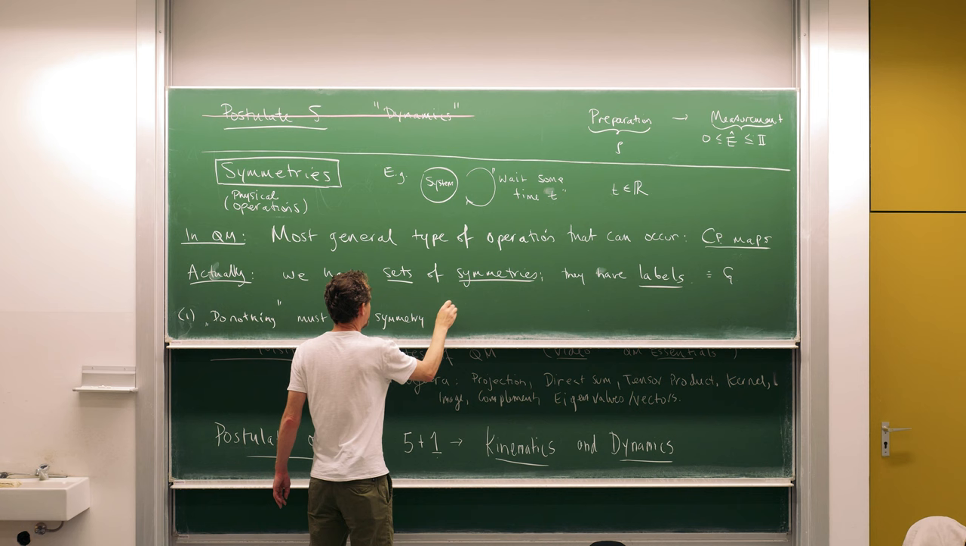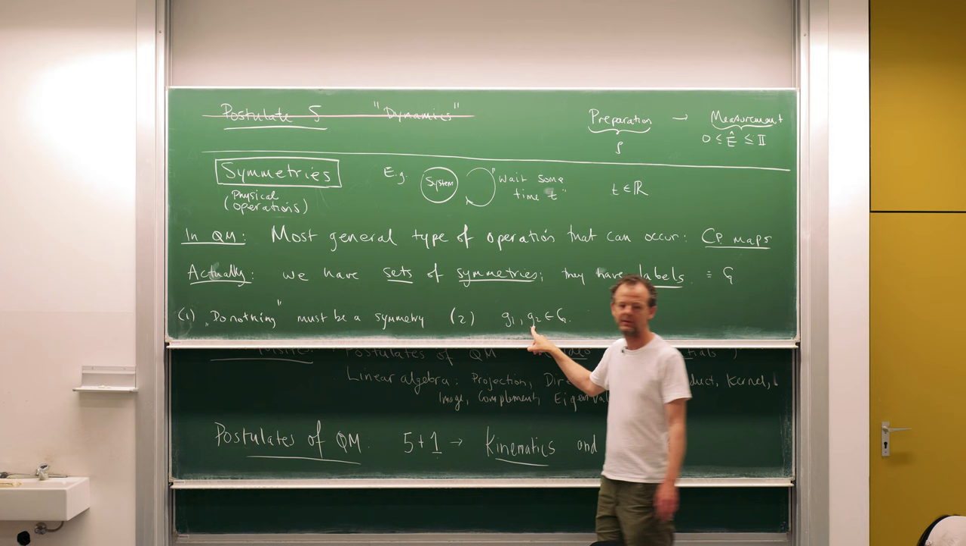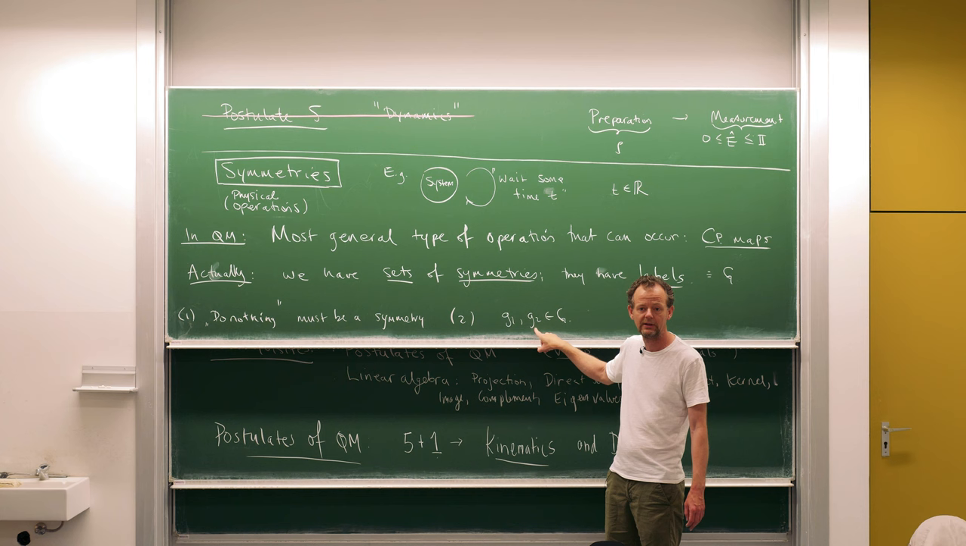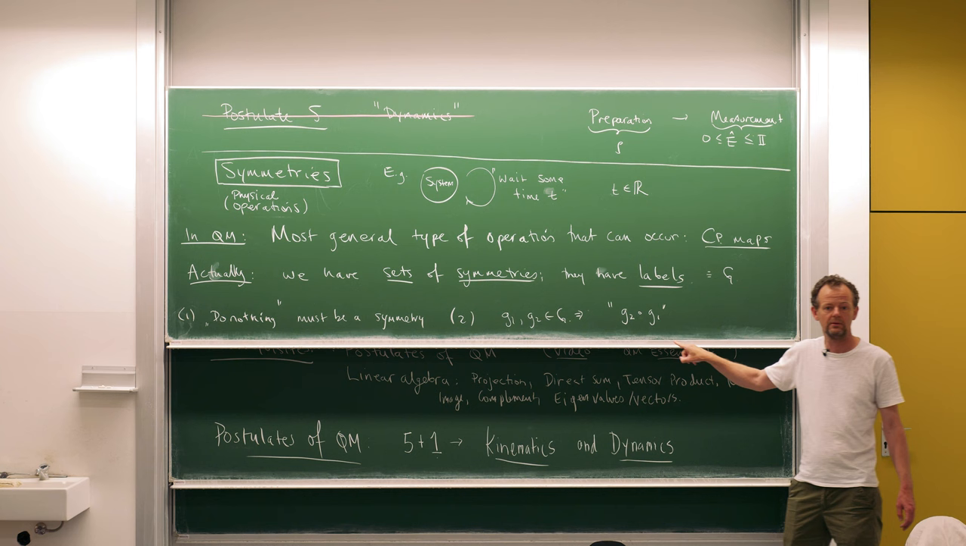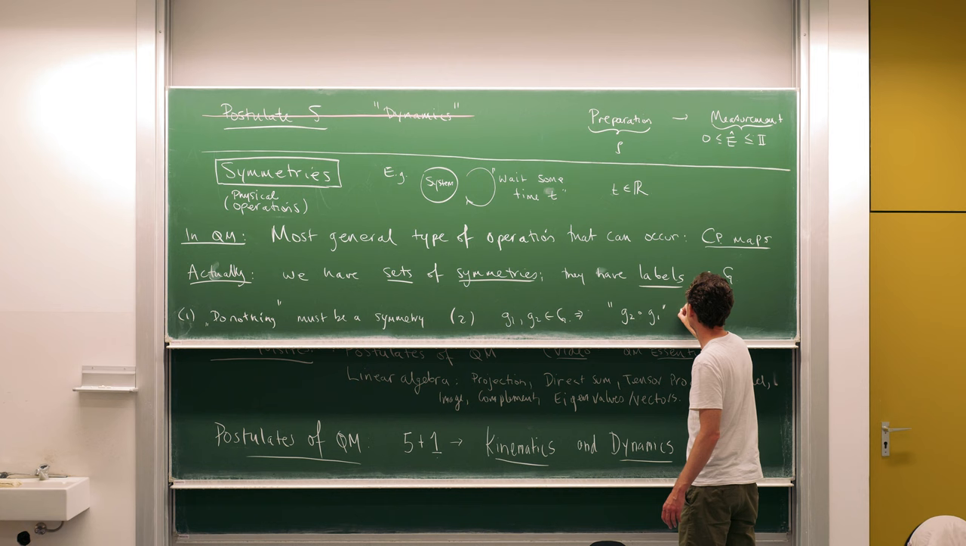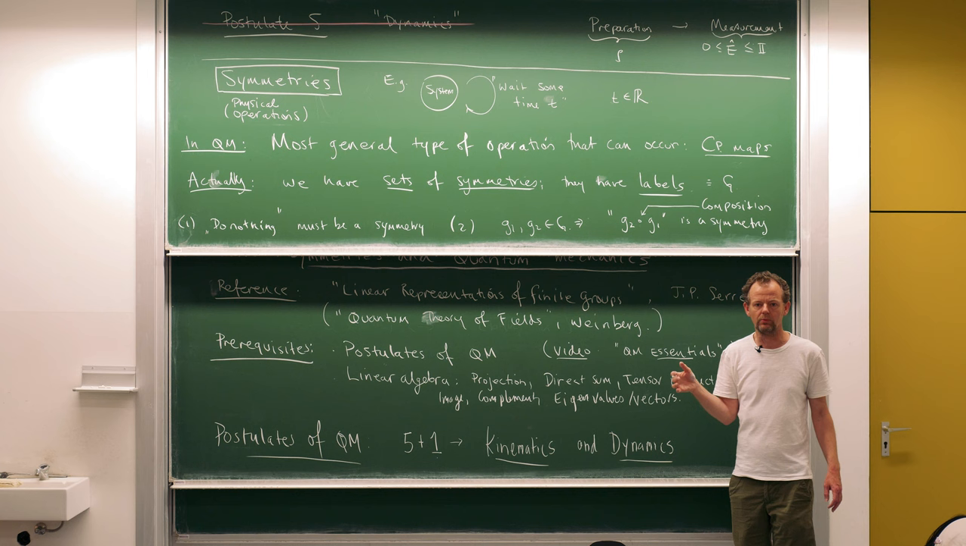And then if you have two possible operations you're allowed to do, say a symmetry labeled by G1 and a symmetry labeled by G2. This could be, for example, wait for T1 seconds, and wait for T2 seconds. Then I must be allowed to do one then the next. I'm going to draw a funny little circle here, which means composition. It should be clear what composition means: do one then the next.